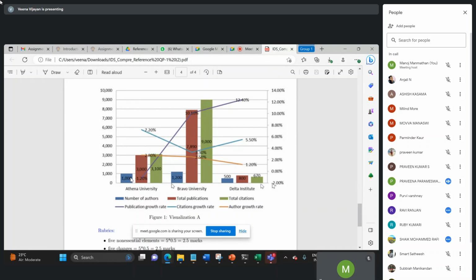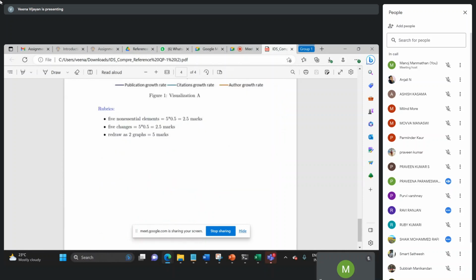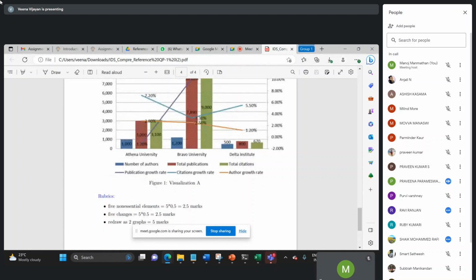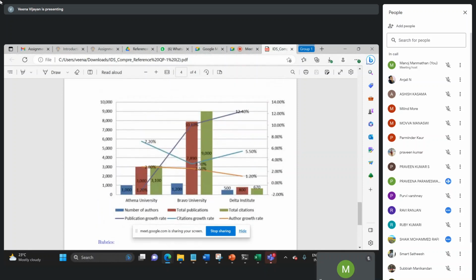They have not mentioned the actual non-essential elements, right? The second one is five changes, and redrawing it as two different graphs is 5 marks. One is a bar graph, another one is a line graph.